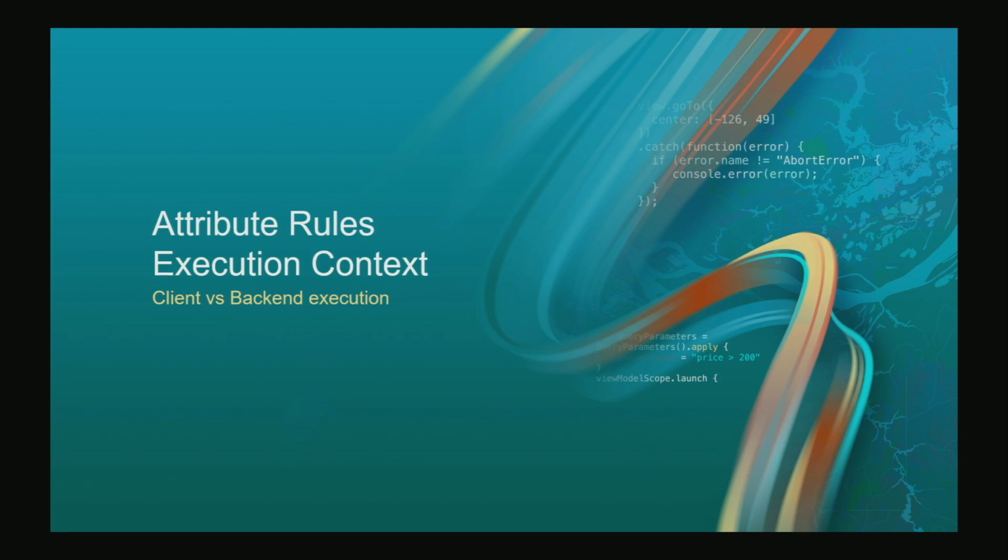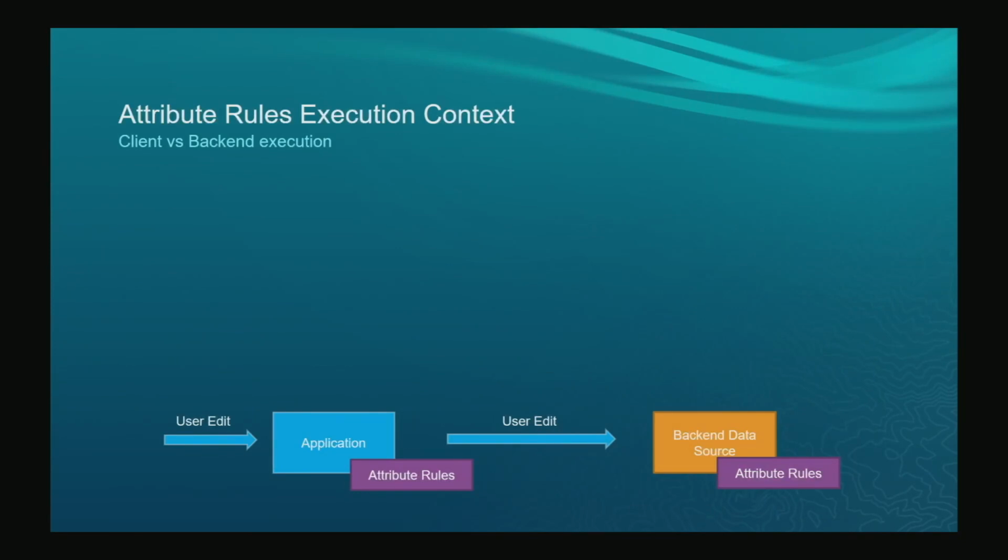Okay, let's talk about execution context. Really one of the most critical concepts to understand in attribute rules. So attribute rules, as we said, live in the geodatabase. This orange box, the backend data source, is what you can think of as your file GDB or your ArcGIS server or your enterprise geodatabase. And the attribute rules live in the geodatabase right there, in the class, to be specific, where you added your attribute rules.